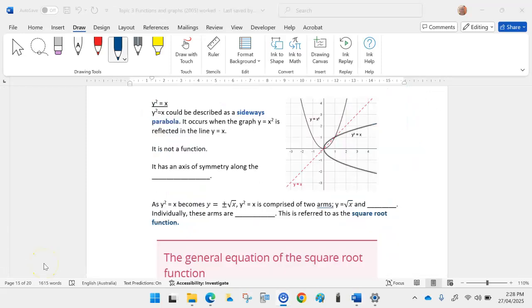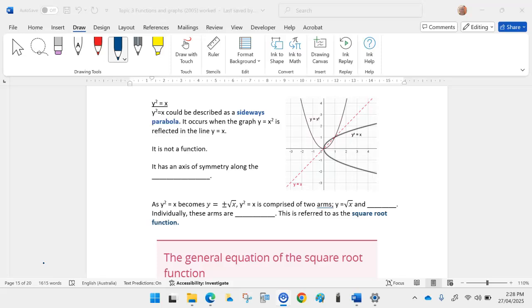Now by this stage we all know what y is equal to x squared looks like. It's a parabola with a turning point at 0, 0. It goes through the point 1, 1 and goes through the point negative 1, 1. On the right hand side of my sheet here, I've got this graph y is equal to x squared. It's a function. If you were to draw a vertical line anywhere through that equation for y is equal to x squared, it'd only go through one point.